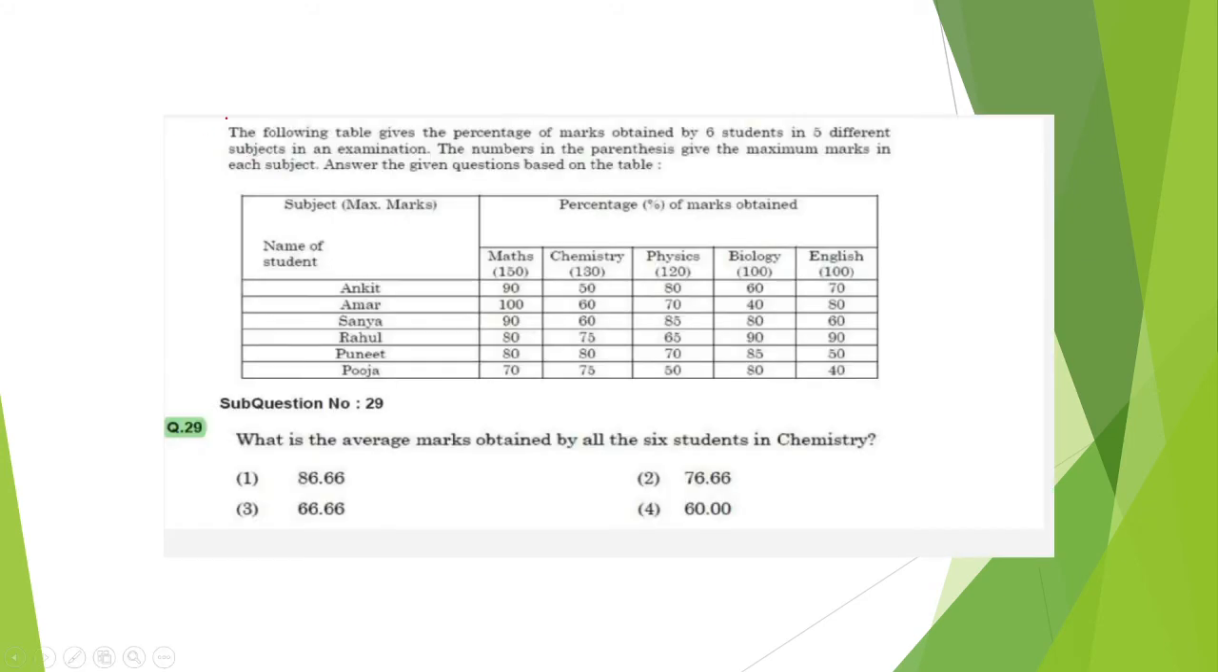Okay, what is the average marks obtained by all the 6 students in chemistry? Here also we have to change the percentages into marks, and we have to do the average. First of all we have to convert the marks of all the students in chemistry from percentage into marks, then we have to take the average. First we will find the marks.